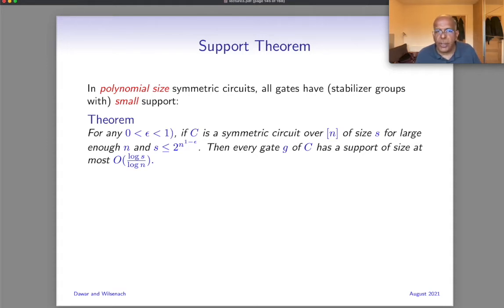So in polynomial size circuits, all gates have small support. This is, roughly speaking, the formulation we get. I stated it for polynomial size bounds, and you get constant size support. The more general form is for sub-exponential bounds.